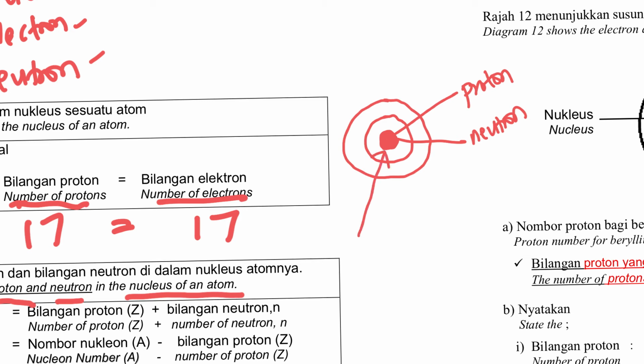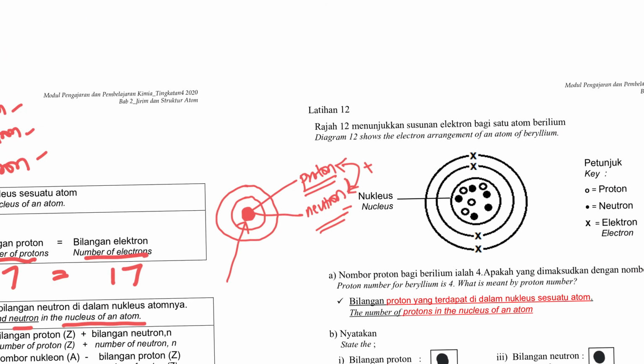Yang tengah tu adalah nucleus. In the nucleus of an atom, there are two subatomic particles, which are proton and also neutron. So when we add up, bila kita tambah ini dua, kita akan dapat satu istilah yang baru, yaitu nukleon. Okay, kita akan dapat istilah yang baru, yaitu nukleon number. Okay, nukleon number.